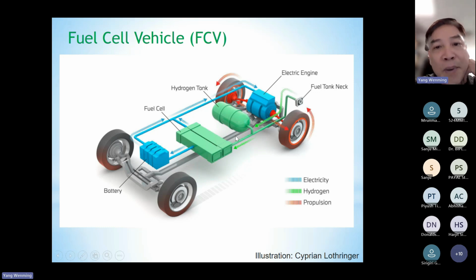So here shows the basic schematic. The electric power produced by the fuel cell can be used to charge the battery system. At the same time, it can also directly power the electric engine or electric motor, correct? And we can also use both the battery system and the fuel cell to power the electric motor. By this way, we can increase the total power, so the car can move faster.